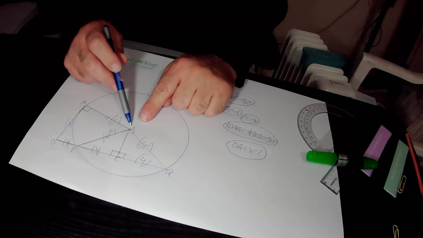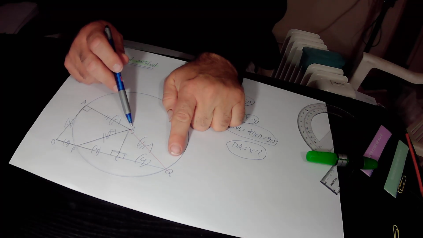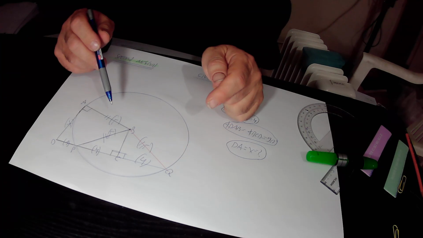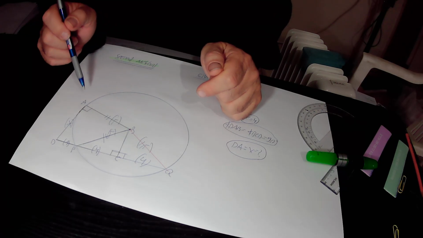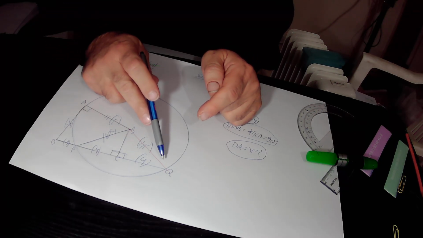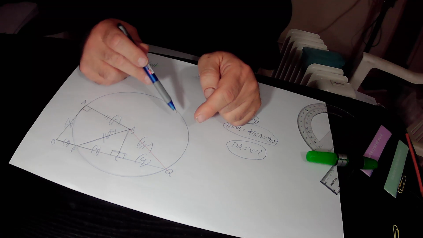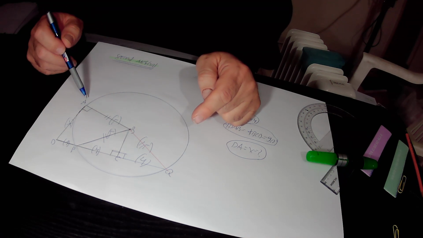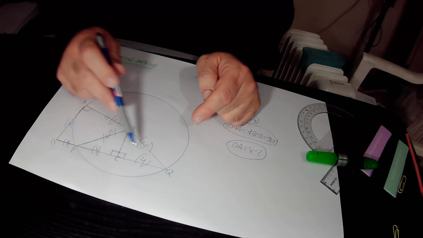BQ starts from point B, that is the center of the circle, and point Q must be located on the circle itself. Or in other words, A, P, and Q are all located on the circle itself, or the circle passes from points A, P, and Q.